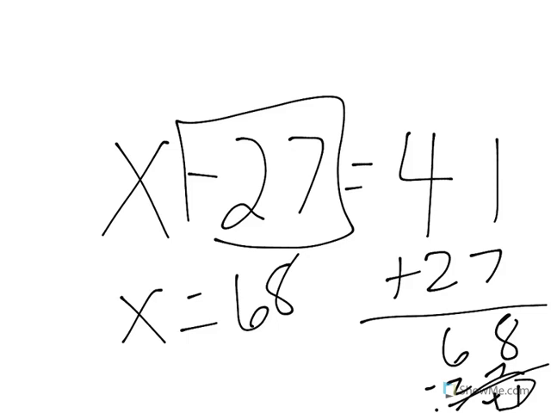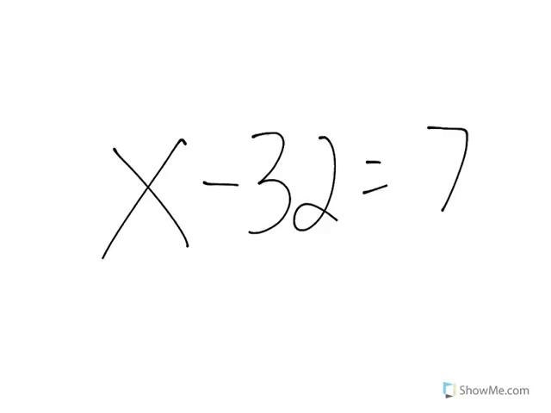Okay, I'm going to give you 2 to solve here. One we'll do together, and one you have to have for class. Here's the first. x minus 32 is equal to 7. Pause and solve.